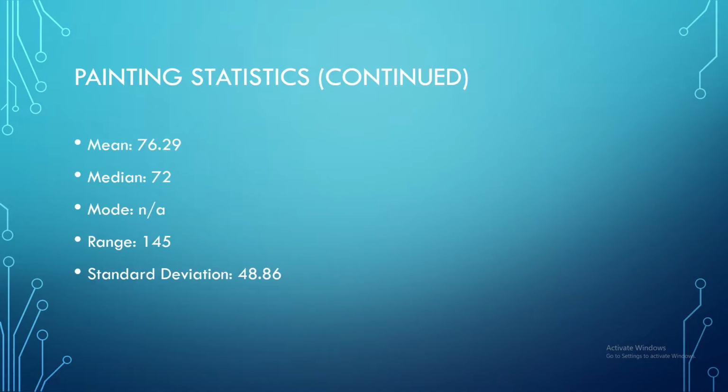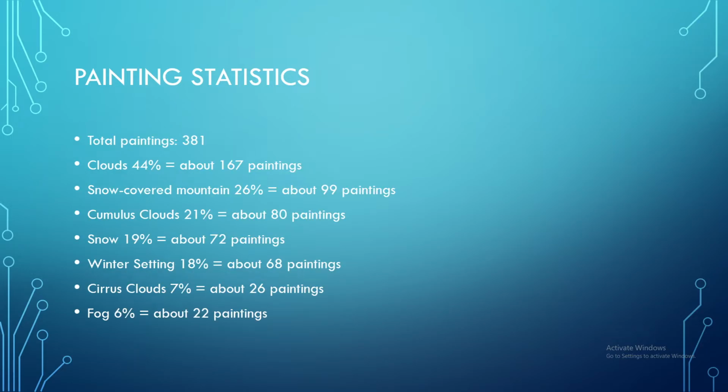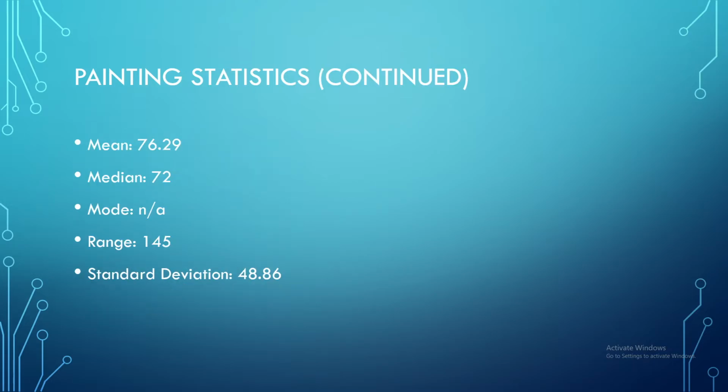Out of those numbers, I was able to gather a mean of 76.29 on average of how many of his paintings contained snow or clouds. The median, being the middle number, is 72. For the mode, there was no repeated number here, so there's no mode for this data sample. The range is 145 and the standard deviation is 48.86.